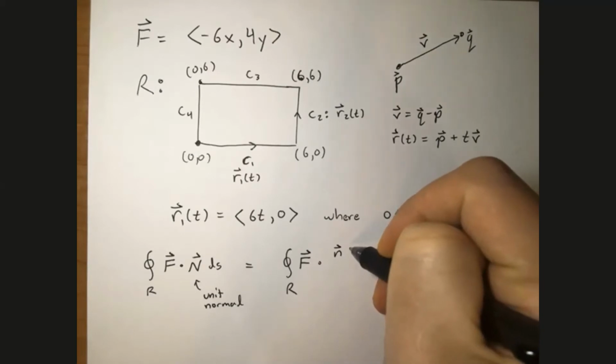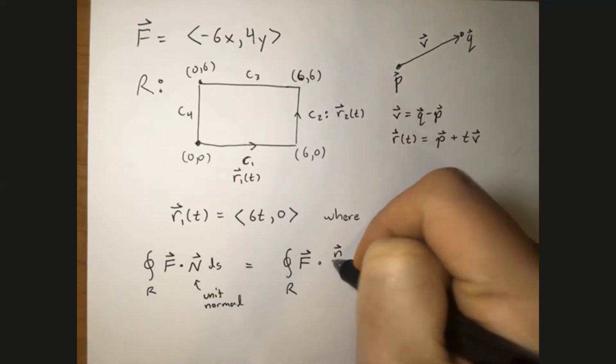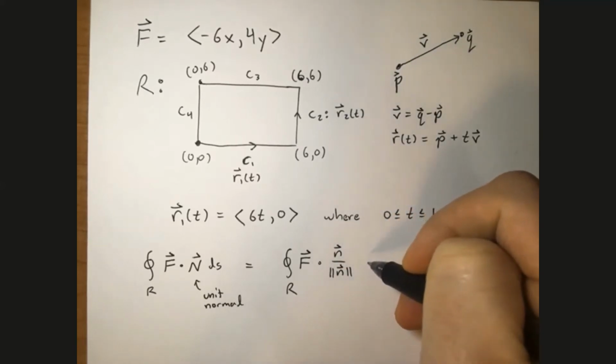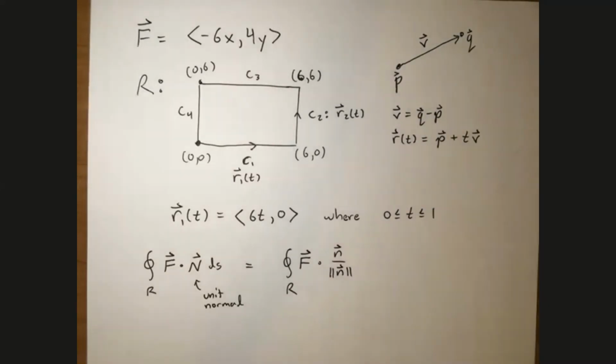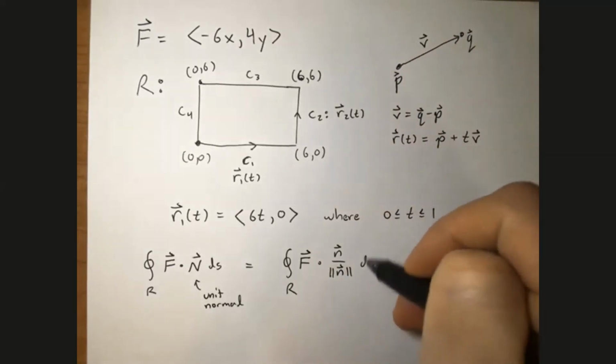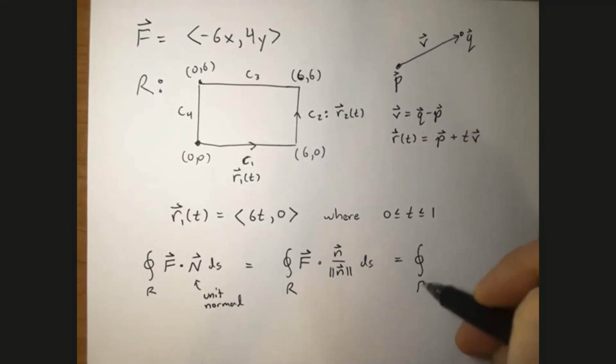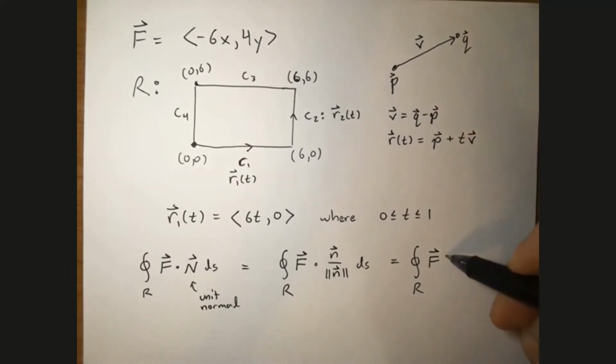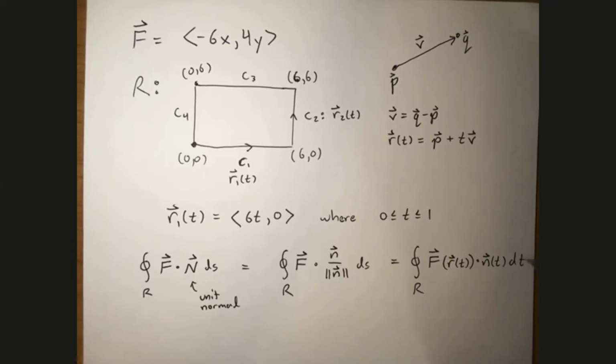N divided by the magnitude of n, okay, ds, which was the same as the vector field evaluated at r of t and then dotted with n of t dt.